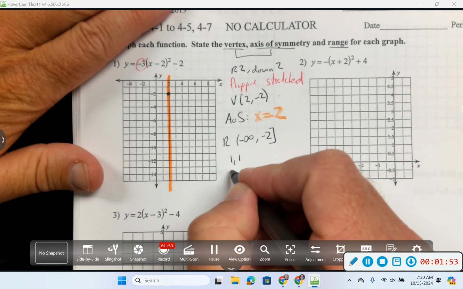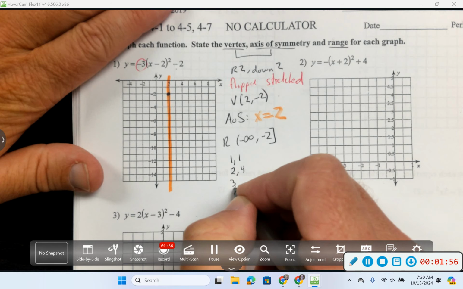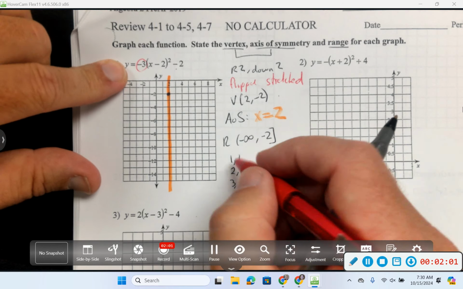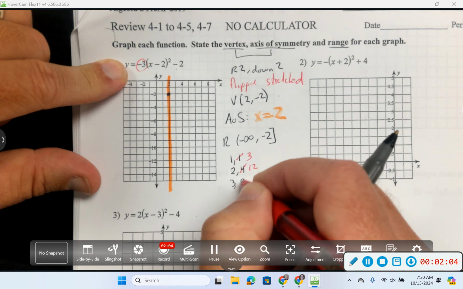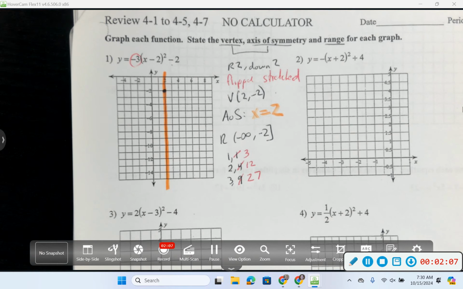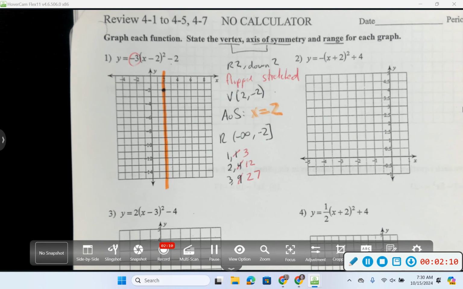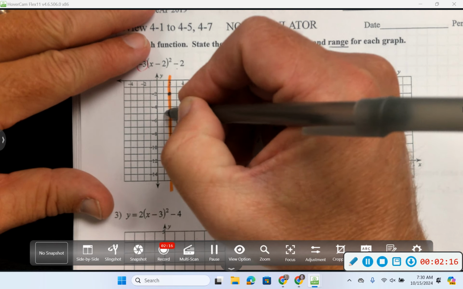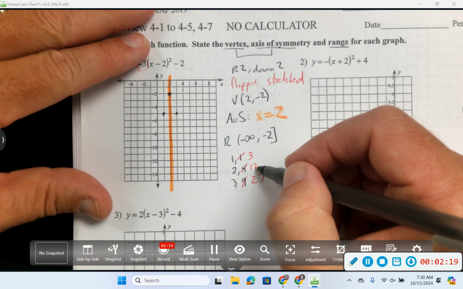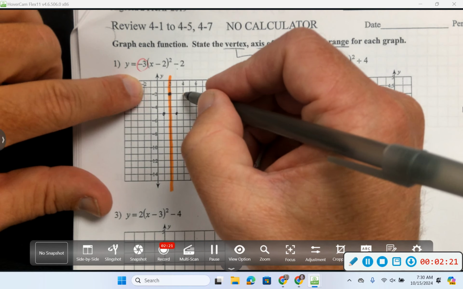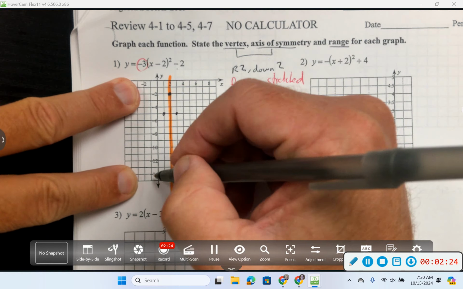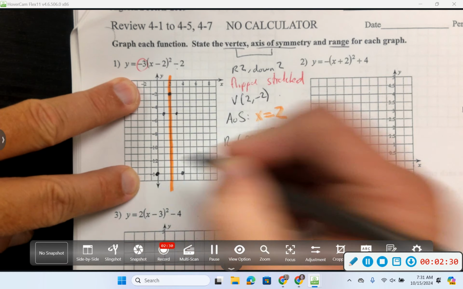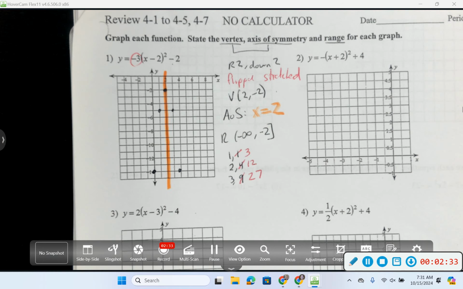All right, normally our points would be 1, 1, 2, 4, 3, 9, and so on. But we've been stretched by 3, so I've got to multiply all of those y values by 3. I don't think I'm going to get to 27, but that's the pattern we would follow. So over 1, down 3 on either side. Over 2, down 12, which I could count, or I could just look at the numbers. If I start at 2, I want to go to 14. 2 to 14. And then 27 would be way, way off the graph.